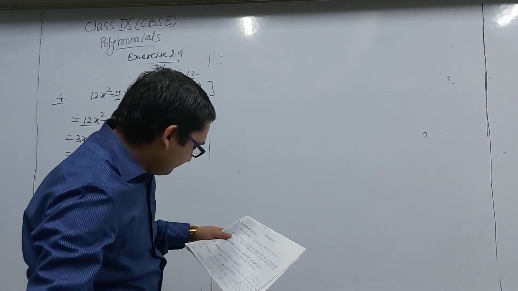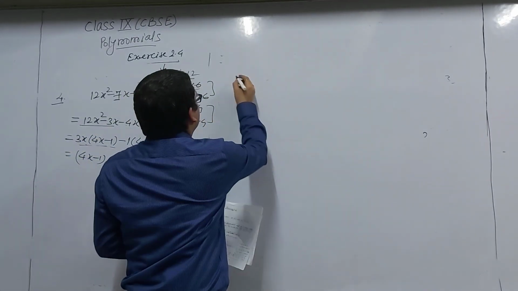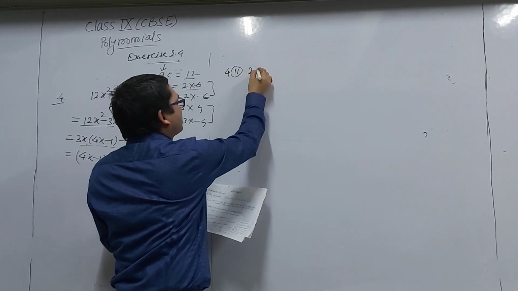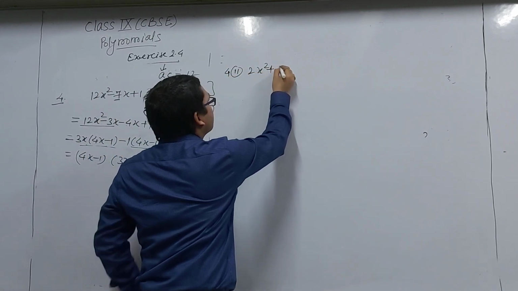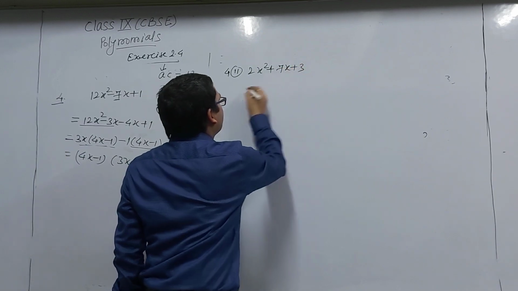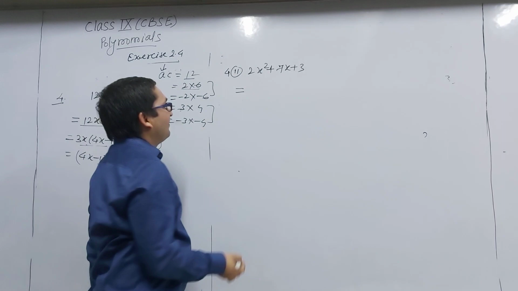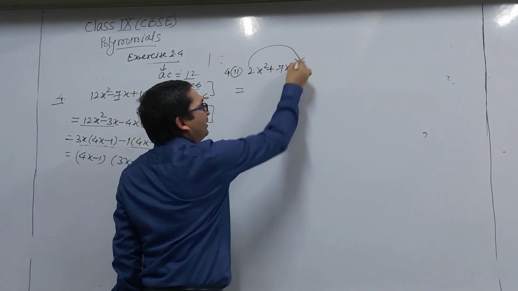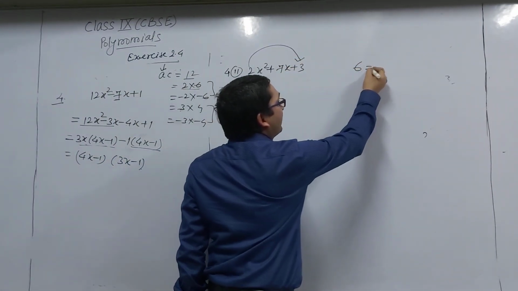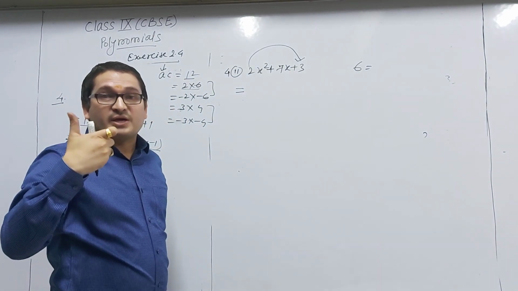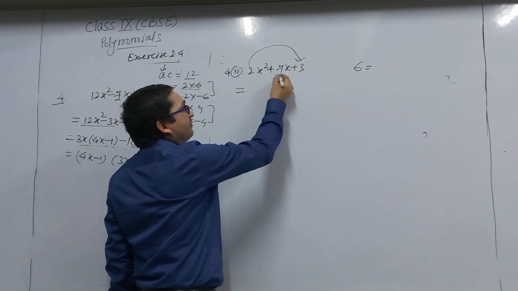Now the next one more question. Question number 4, second part. 2x square plus 7x plus 3. So this is also a quadratic polynomial. We have to factorize. What will you do? You need to multiply 3 into 2, 3 into 2 is 6. Now find the factors of 6 in such a way that the addition of those factors should be 7.